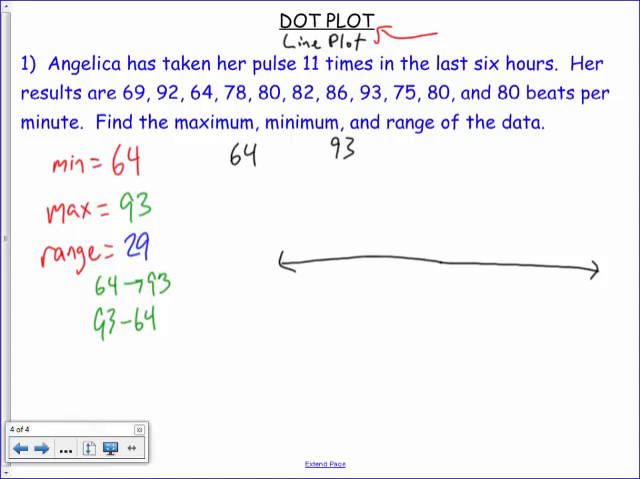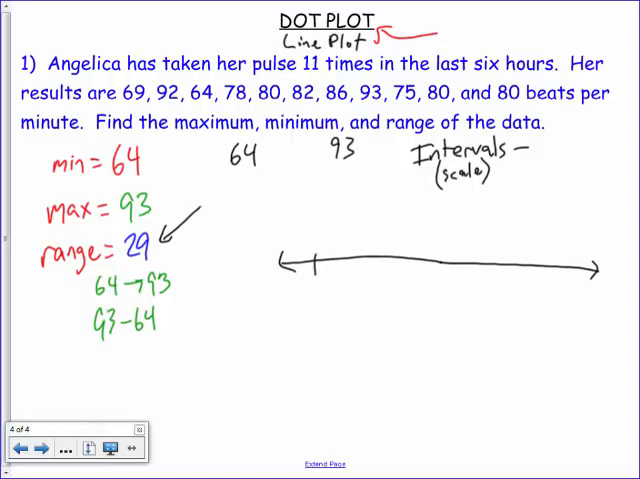One thing you can think about is, should I just start with 64 right here? You don't want to start at the minimum every time. You want to figure out what you want to count by first. So we want to think about what type of intervals we should make. This is one of our terms, intervals. What type of intervals? That's in essence what our scale is going to be. So what should we count by? Should we count by 2s, 4s, 5s, 10s? Well, the range is 29.